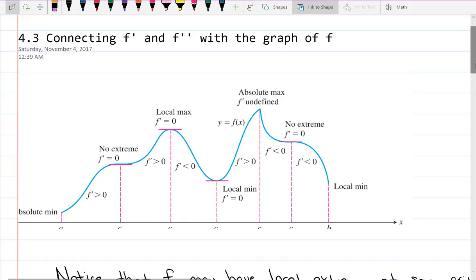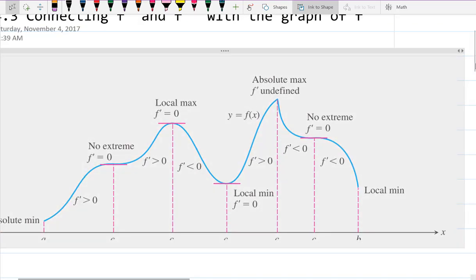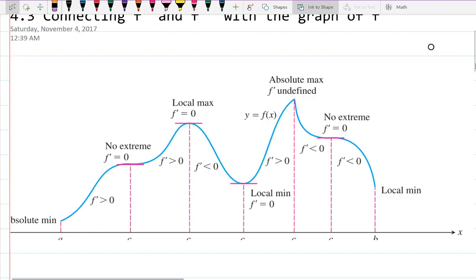4.3, connecting f prime and f double prime with the graph of f. So in this section, we're going to be looking at how the first derivative and the second derivative relate back to the original graph of f. Right here in this example I have pulled up, we will look at some different examples of how the derivatives actually affect the function.